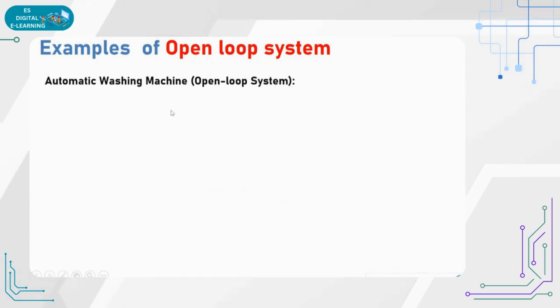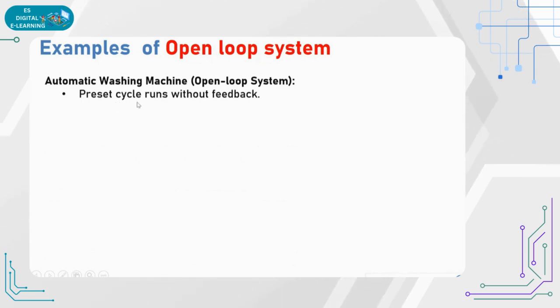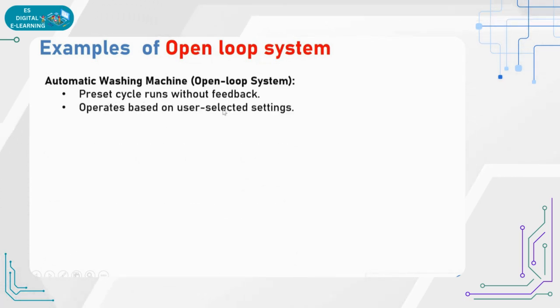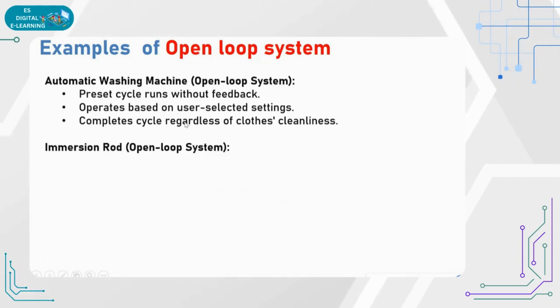Another example of an open loop system is the washing machine. Here is how it operates: we preset the cycle, and it runs without feedback. It operates based on the user's selection, like wash or swing. The options will be there, and if you give them, the options will be enabled and it will clean the clothes. It won't worry about whether the clothes are fully cleaned or washed. It will just do the process and complete it.